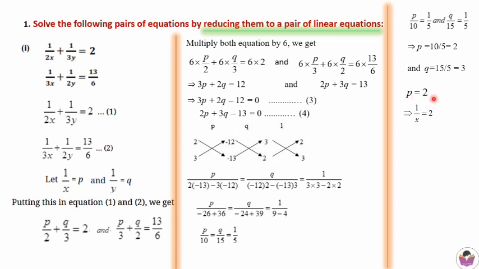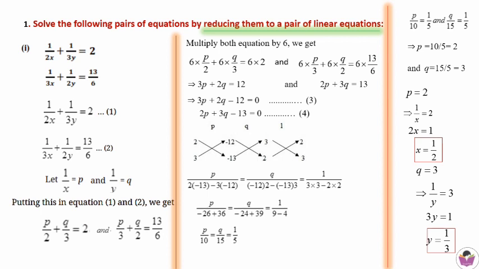See, p is equal to 2 implies, what is our p? According to our assumption, p means 1 by x. So 1 by x is equal to 2. Just cross multiply it, 2 into x, that is 2x equal to 1. Then x is equal to 1 by 2. Move on to the q portion, that is q is equal to 3. According to our calculation, q is equal to 3. Then according to our assumption, q means 1 by y. 1 by y is equal to 3, cross multiply it, 3y is equal to 1, and finally y is equal to 1 by 3. So we have got the x value as 1 by 2 and the y value as 1 by 3.